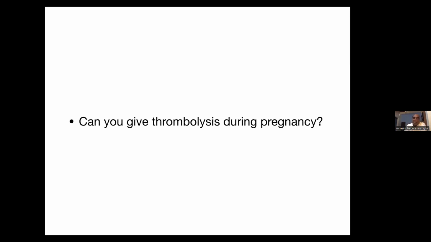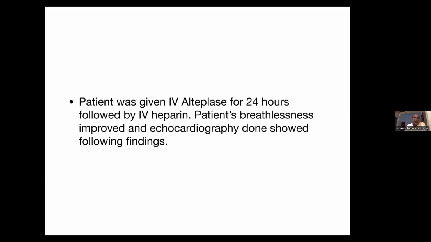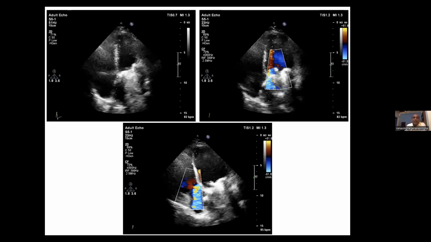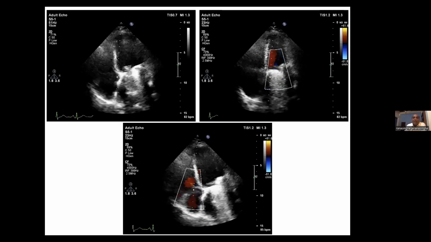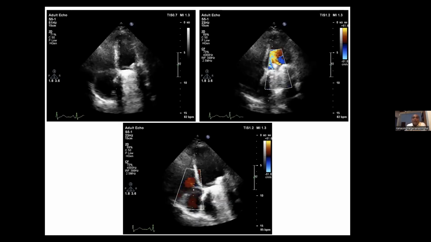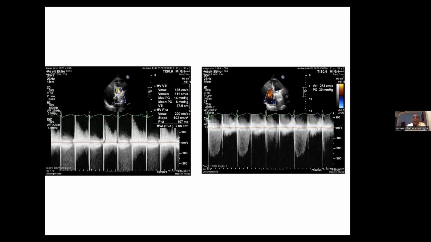But of course, it's a relative contraindication, but cautiously in a tertiary care unit, in a CCU with monitoring, you can start. So this patient was given IV alteplase for 24 hours, followed by IV heparin, and the patient's breathlessness improved. The echocardiogram done the following day was normal, the pulmonary hypertension had come down, all the valves were opening, and the gradients had markedly come down.